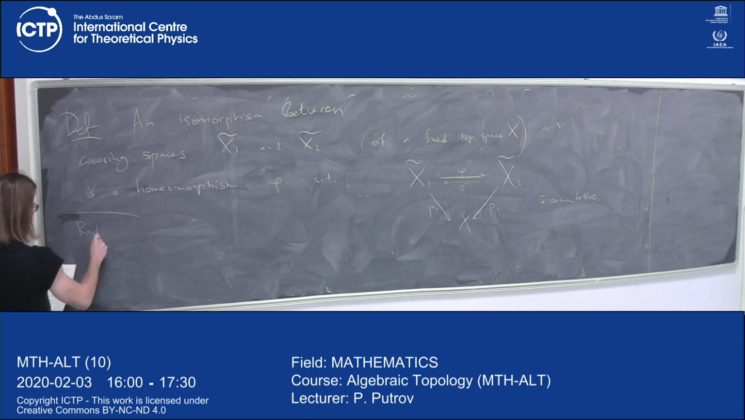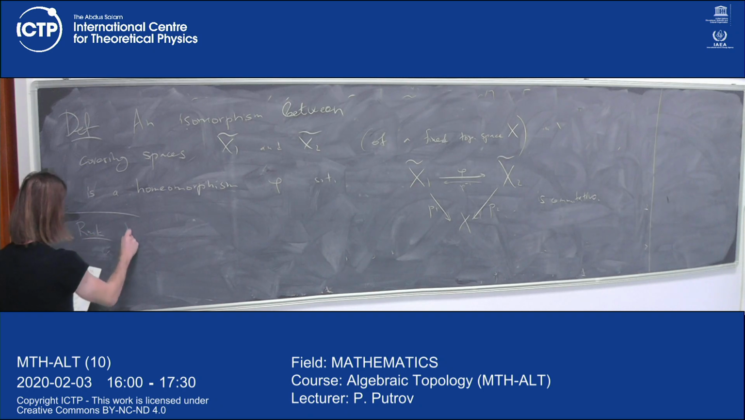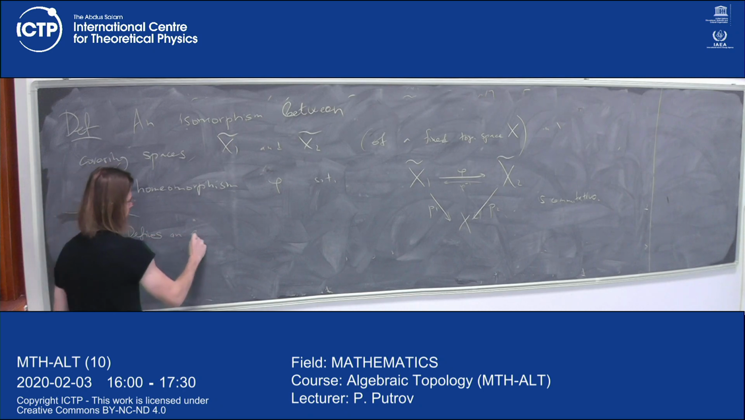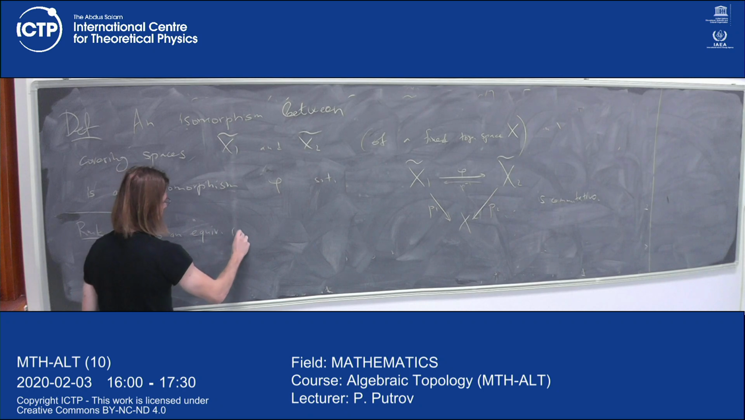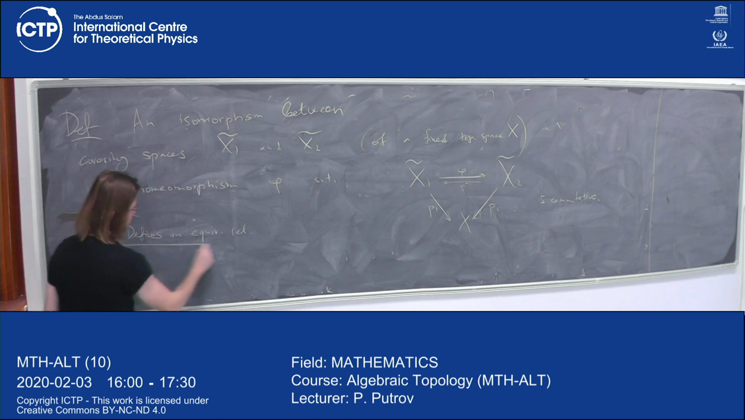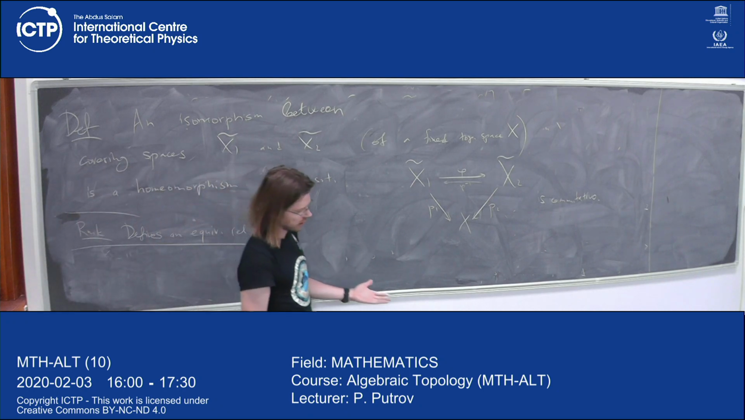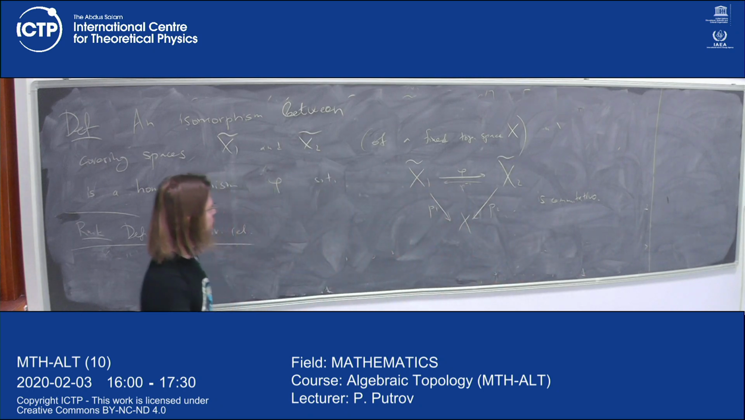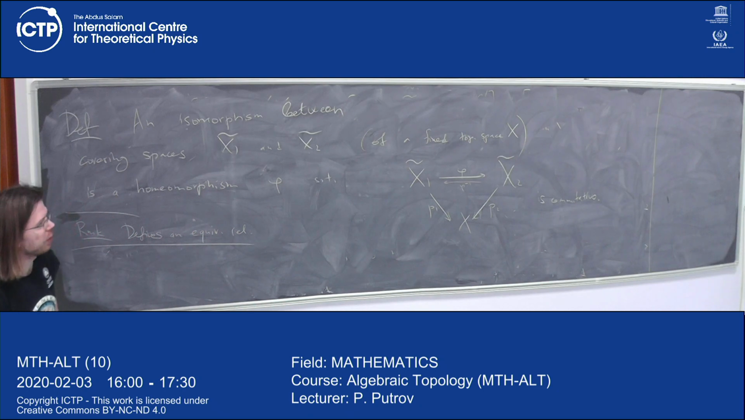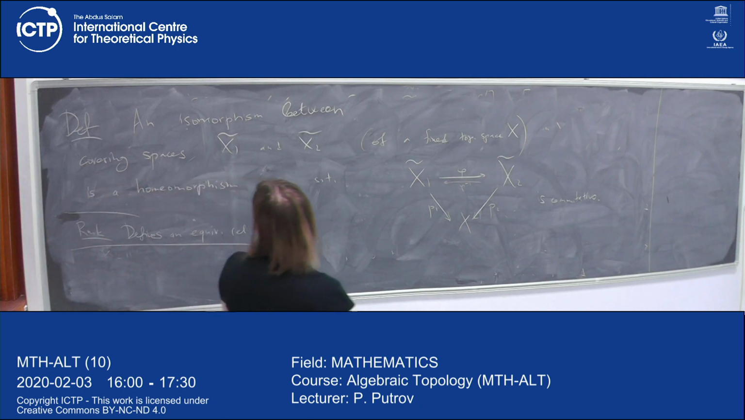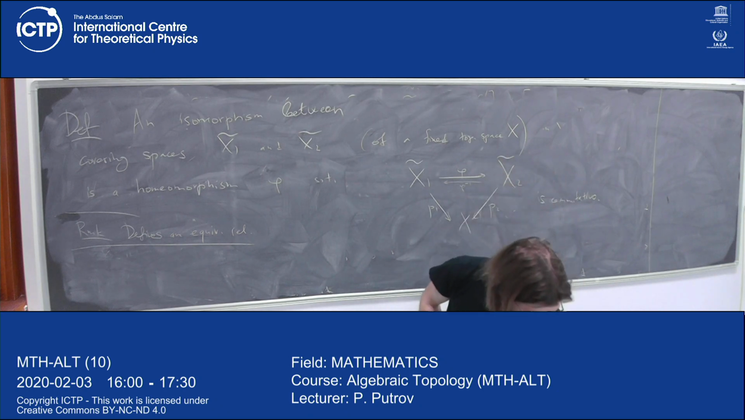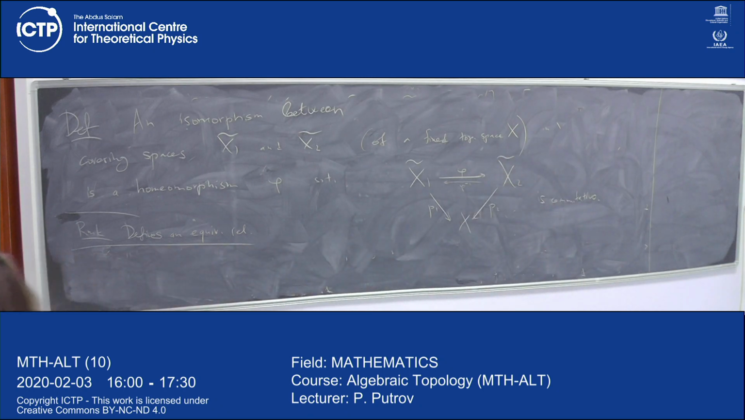Of course it's more or less obvious that this defines an equivalence relation. We fix some topological space X and we consider all possible topological spaces which cover this space. And this is an equivalence relation on this collection of topological spaces that cover X.